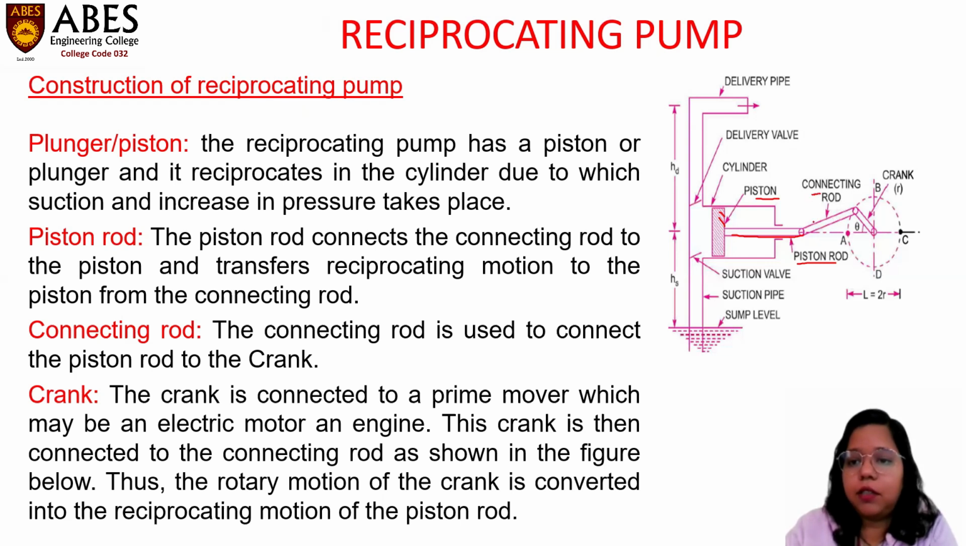Next is connecting rod. This is connecting rod which is connected to piston rod. The connecting rod is used to connect the piston rod and crank. This is crank. The crank is connected to prime mover, which may be an electrical motor or an engine. This crank is then connected to the connecting rod as shown in the figure here. Further, this connecting rod is connected to the piston rod. Then the reciprocating motion is given to this piston. So the rotary motion of the crank is converted into reciprocating motion of the piston rod.